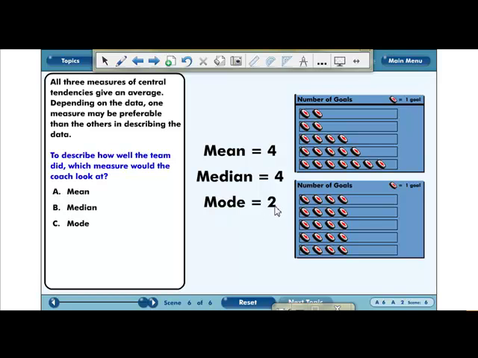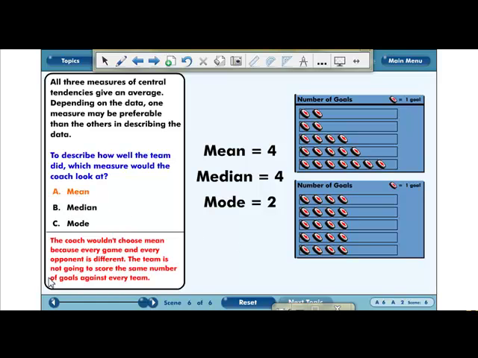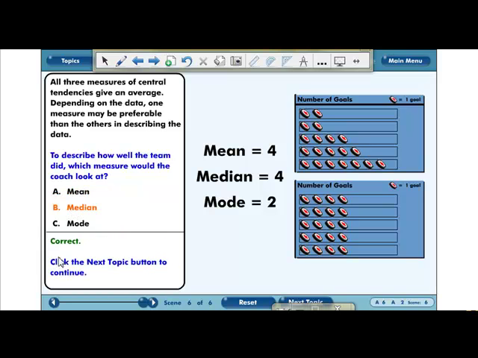So describe how well the team did. Which measure would the coach look at? If you want to see how well the team did, he would probably look at the mean or the average. No, he wouldn't choose the mean. Every game and every opponent is different. The team is not going to score the same number of goals against every team. So let's see, is he going to choose the median? And that is correct.